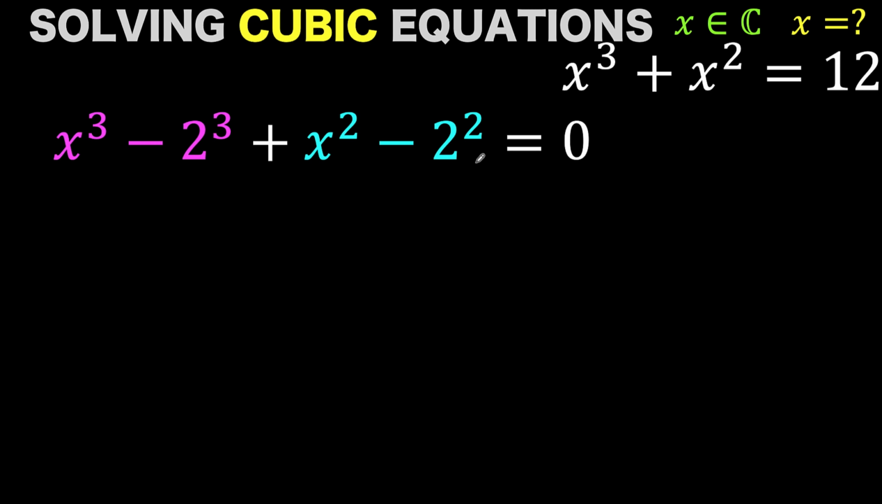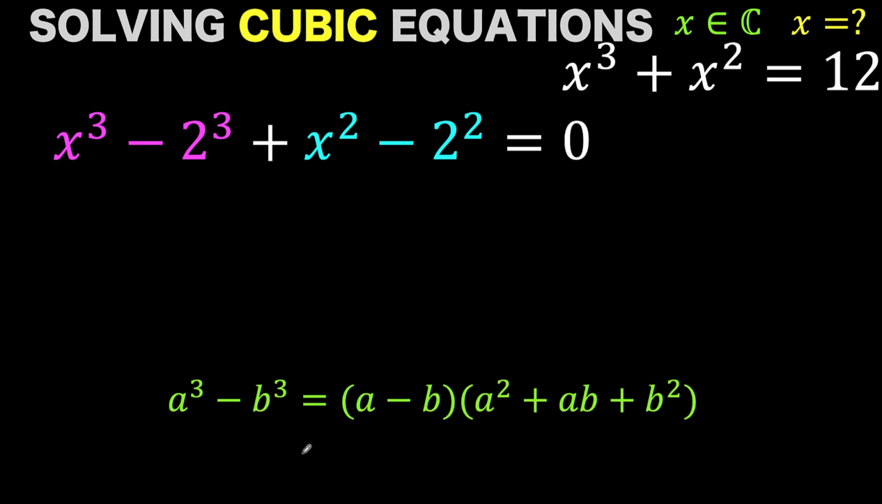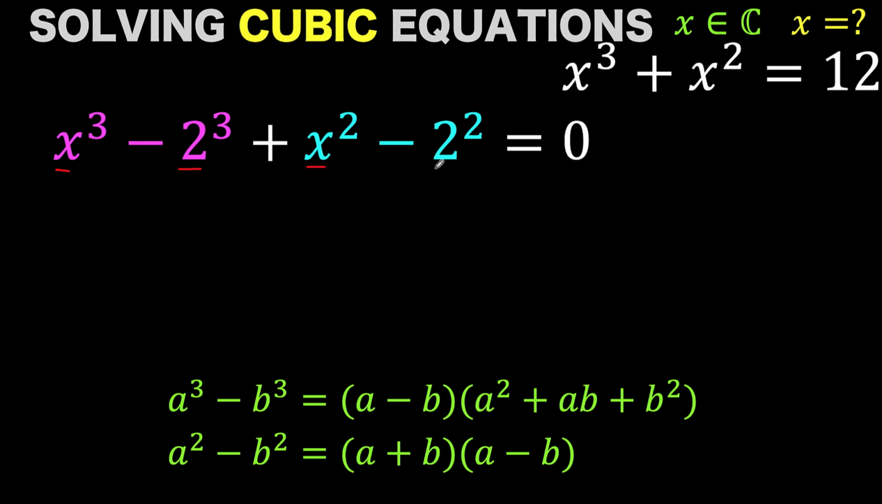So let's recall those special factoring formulas. Here is the difference of two cubes identity. A cubed minus b cubed equals the quantity a minus b times the quantity a squared plus ab plus b squared, where our a here is x and our b here is 2. For this blue part, we are going to use the difference of two squares, and that is given by this identity. A squared minus b squared is equal to the quantity a plus b times the quantity a minus b. Here again, our a is x and our b is 2.